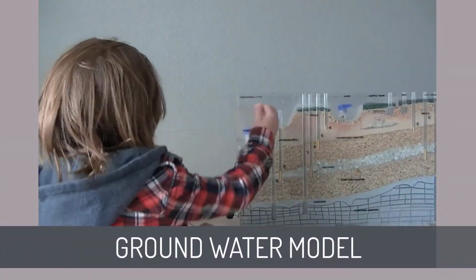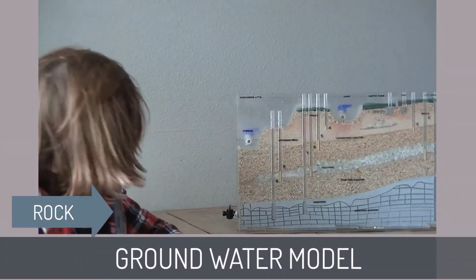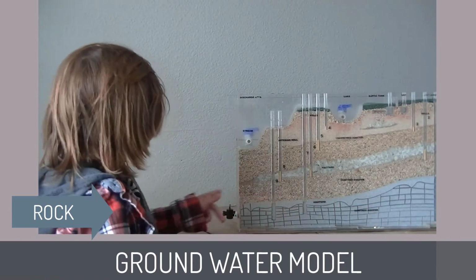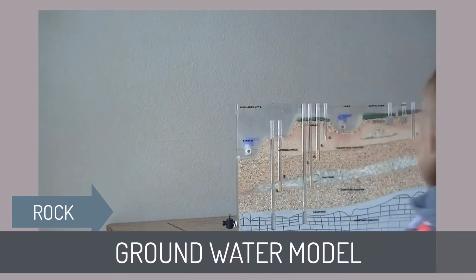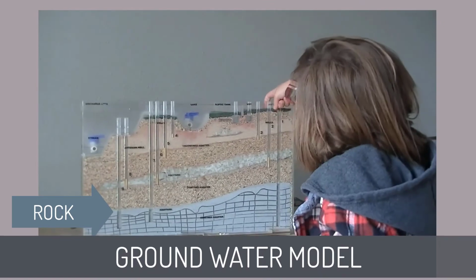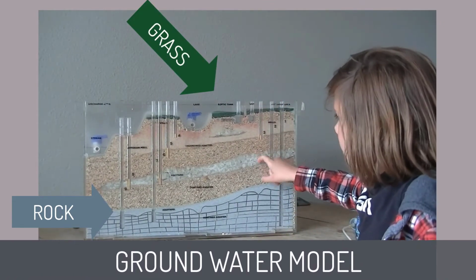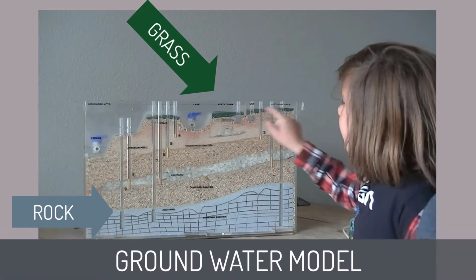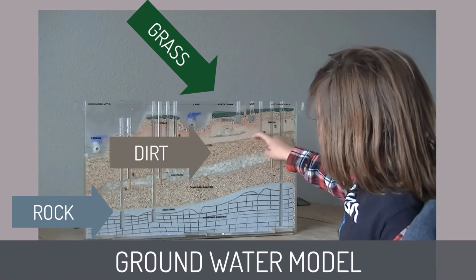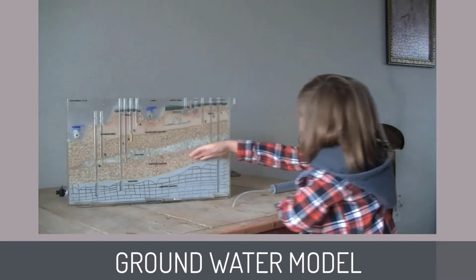This is the model. The rocks down at the bottom? Yeah. Right here where the grass is. So if that's grass, what's all the rest? This is dirt and it's underground.